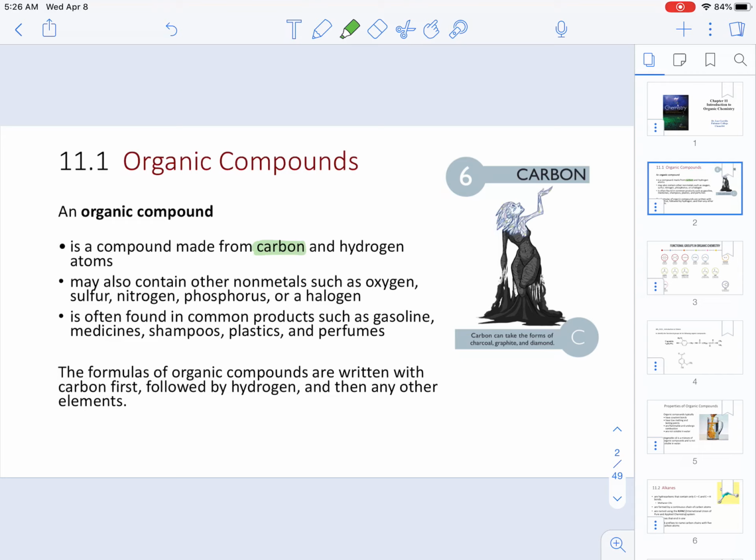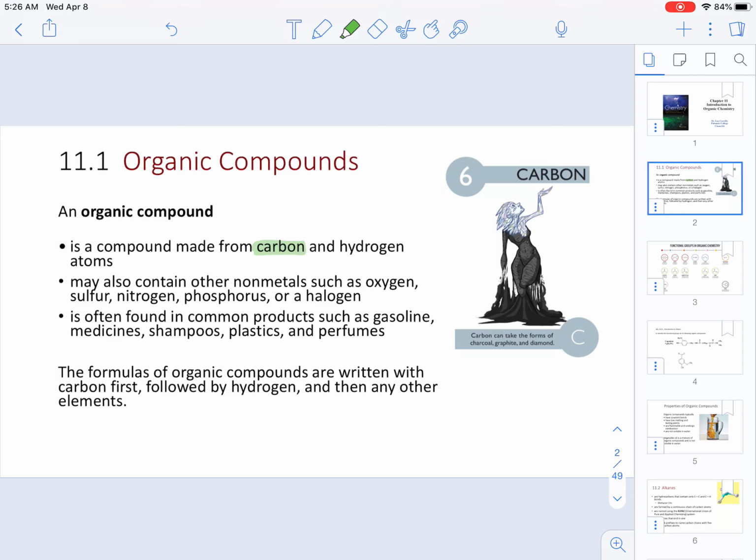You may wonder why organic compounds are so important. It's because we have them in many products that we use in everyday life, including gasoline, medicine, shampoos, plastics, and perfume. Whenever the chemical formula for an organic compound is written, understand that the first atom that will be showing up is carbon.